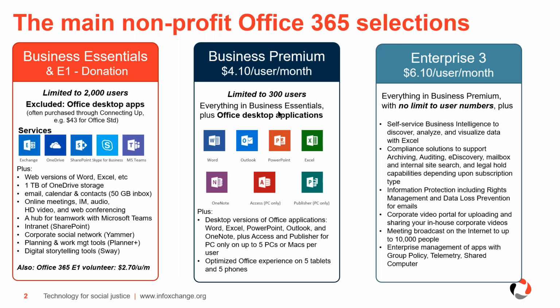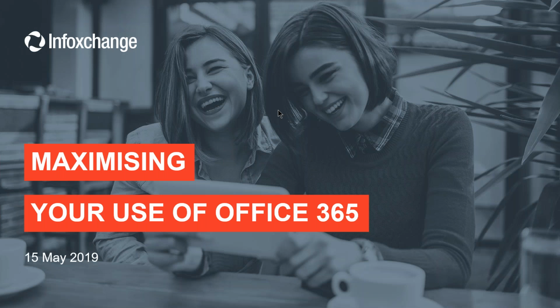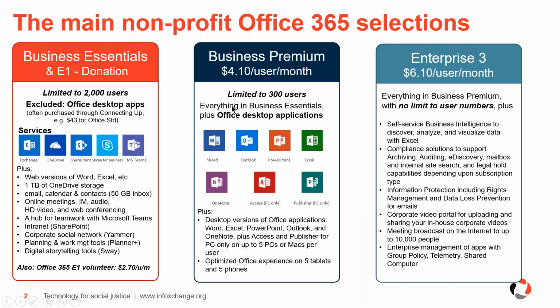From a starting perspective, what I'd like to do is just talk through, first of all, the main components of Office 365. And you should see that on your screen now on slide 2. So from a component perspective, the core non-profit selections consist of the 3 core boxes you see on your screen. There's Business Essentials and E1. That's a free donation license to eligible nonprofits, and that's limited to 2,000 users. So if you've got more than 2,000 users, you've got to pick one of the other options.